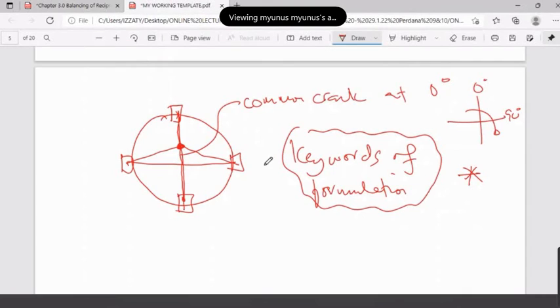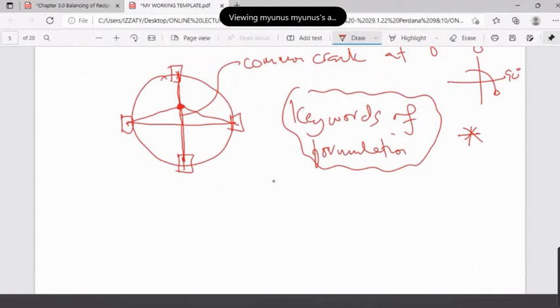So now if you have this one, what is the keyword now? If I'm numbering this one as 1, 2, 3, and 4, your keyword now is measured. You have to measure it from where? From line of stroke to where? To common crank. So make full use of this one and solve this one.